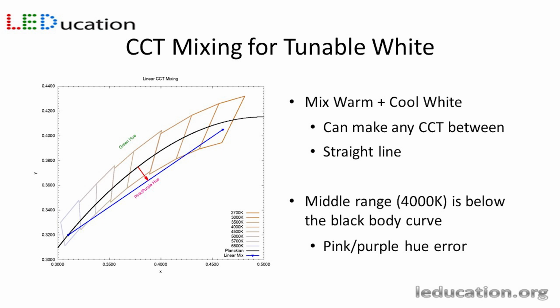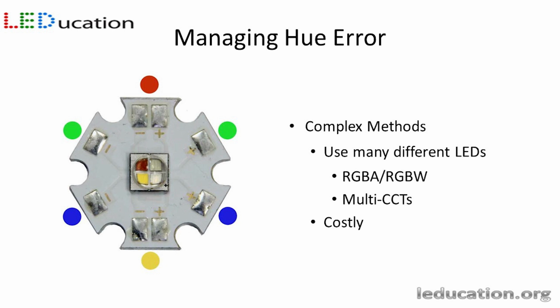So this is what you would get if we just have warm white LEDs and cool white LEDs together in a luminaire, and we're mixing to create the color temperatures in between. There are some fairly complex methods that can be used to manage the hue error. Many of these will use a bunch of different LEDs.